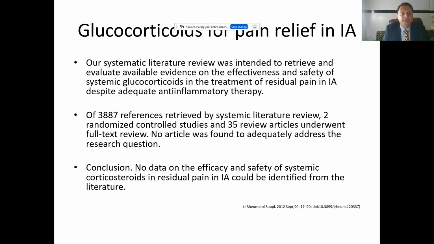Now there is no evidence of that, and in this study, of 3,887 references retrieved by systematic literature review, 2 randomized controlled studies and 35 review articles underwent a full text review. And the conclusion was that no data on the efficacy and safety of systemic corticosteroids in residual pain could be identified from the literature. So please do not use steroids just to treat pain.